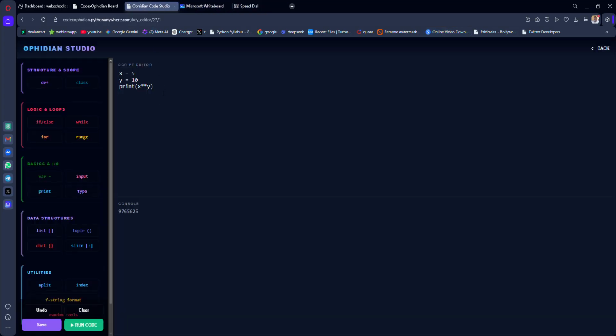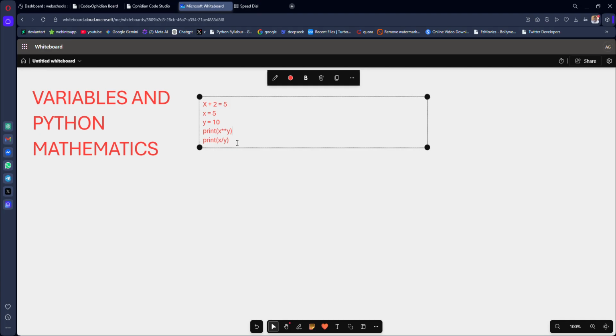So we'll look at that. Print x divided by y. Let's add that to our code and run it again. That gives us 0.5. 5 divided by 10 is definitely 0.5. So let's look at other things. What other things can we try mathematically?